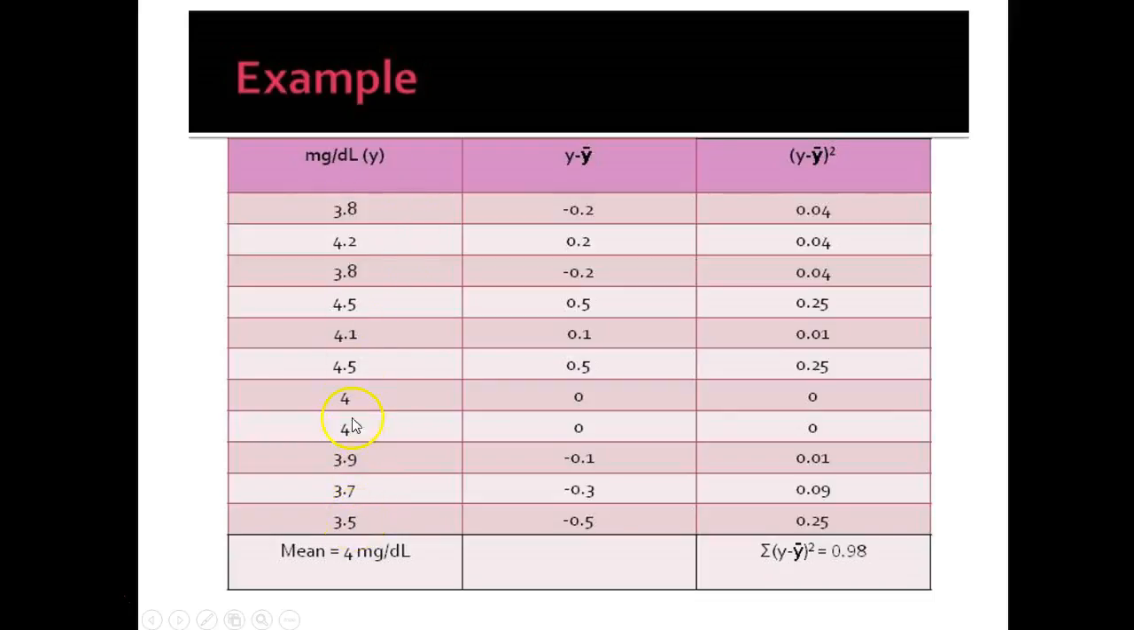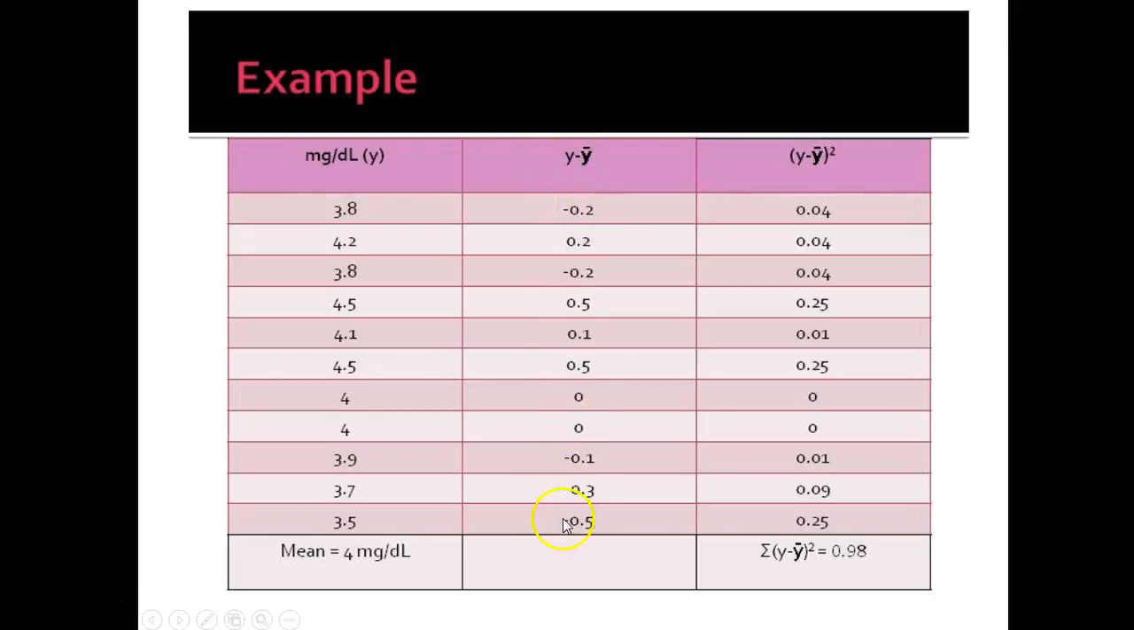When we add all of these together and divide by 11, we get a mean of 4. Our next step is to take 3.8 minus 4 to get negative 0.2. We then take 4.2 minus 4 to get 0.2. Okay, 3.8 minus 4 is minus 0.2. 4.5 minus 4 is 0.5. So all this column is each of these with the mean subtracted from it. Okay, which is what it's kind of saying here. Now up here there's a y instead of an x, but it's the same thing.